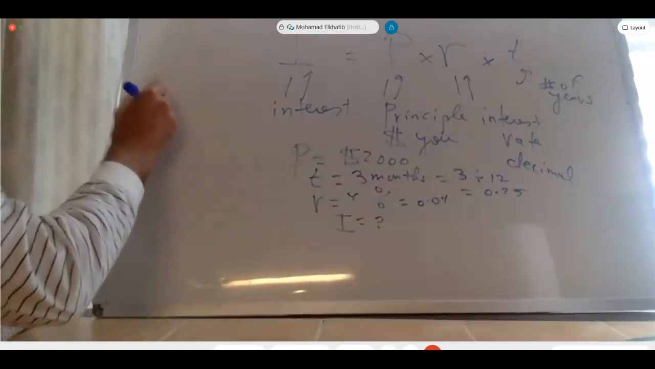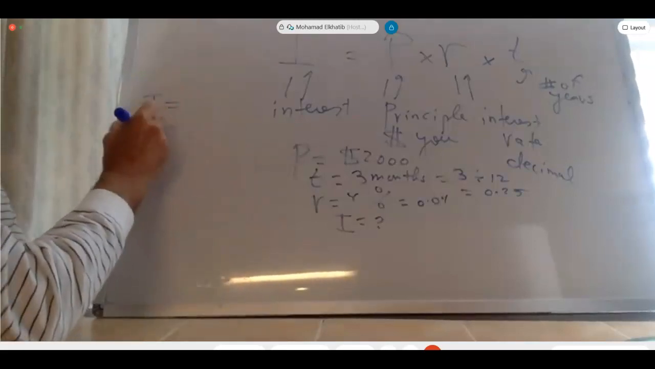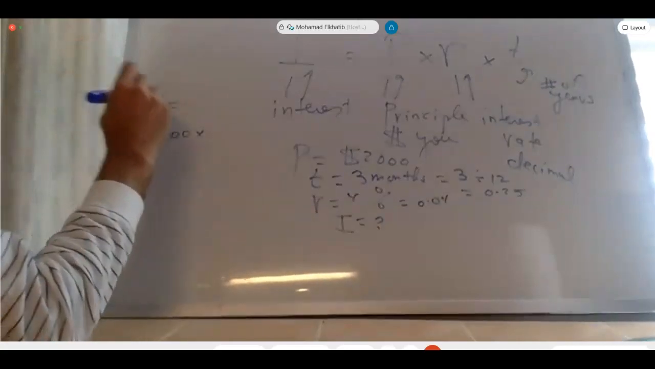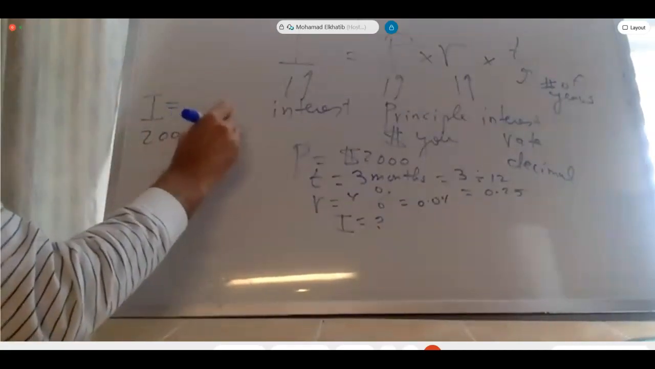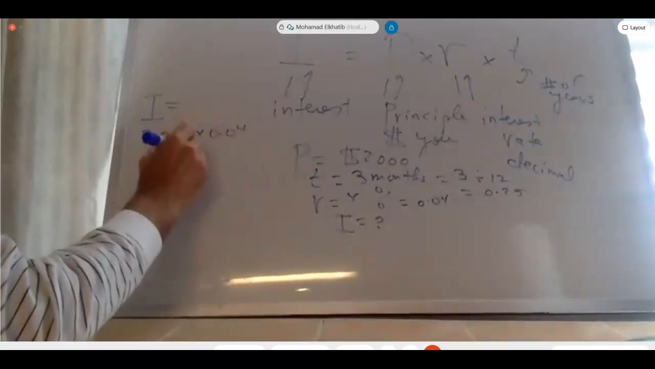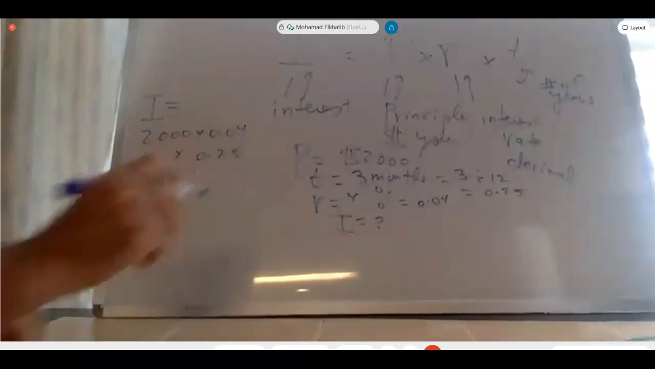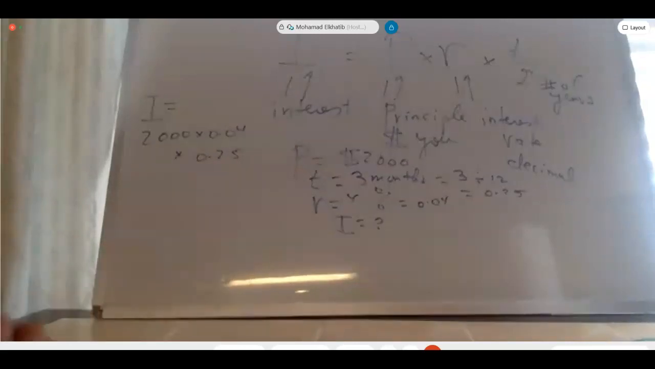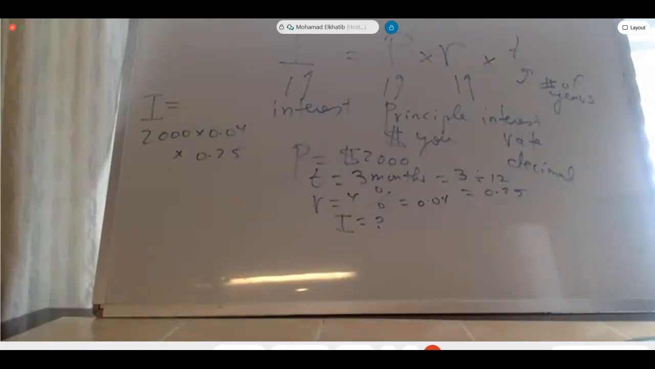Now you can find the interest, which is 2,000 times 0.04 times 0.25. If you leave the time in 3 months, the answer is going to be wrong, because remember the formula says the time has to be in years. If it's in years, you leave it alone. If it's in months, you must divide by 12. Are we clear, class? Okay?